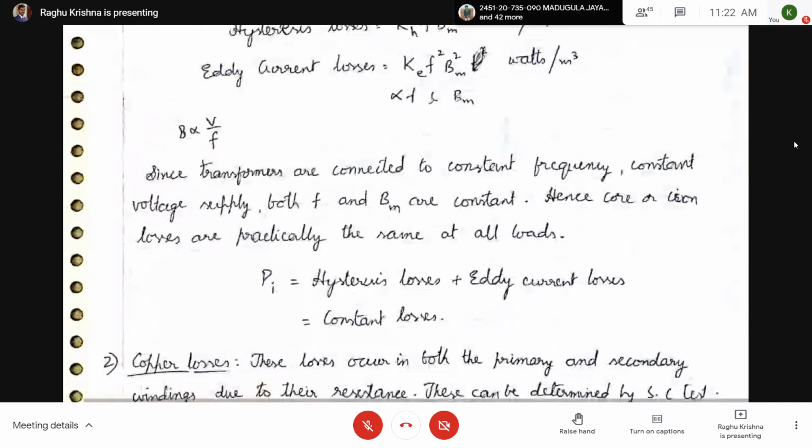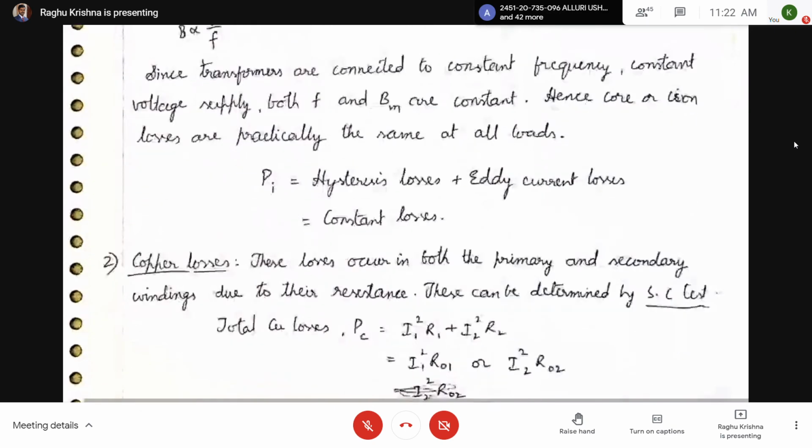Next. Here, you just have to know that iron losses consist of hysteresis losses and eddy current losses. Hysteresis losses occur due to magnetic reversals. Eddy current losses occur due to circulating currents in the magnetic core.